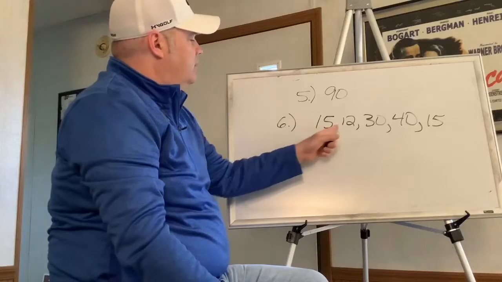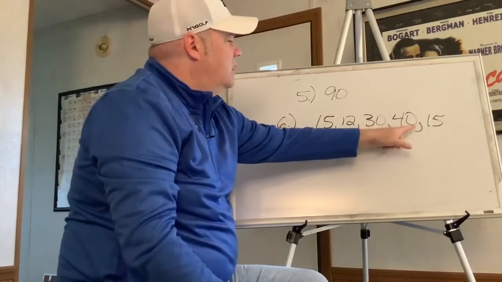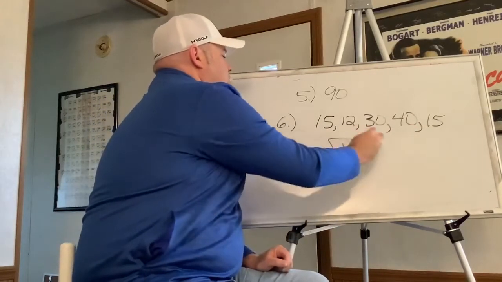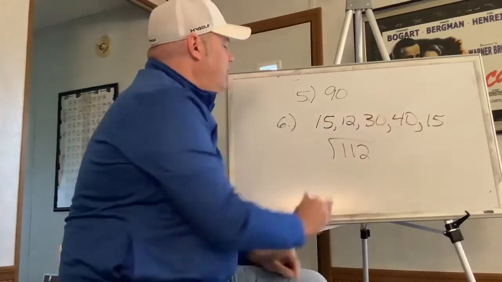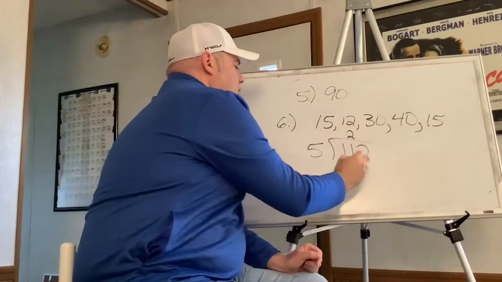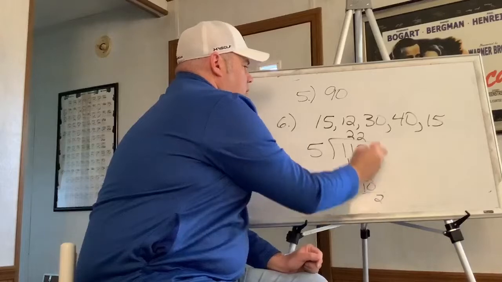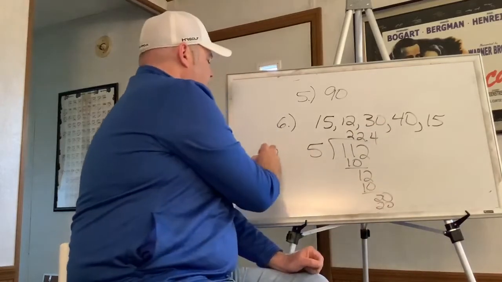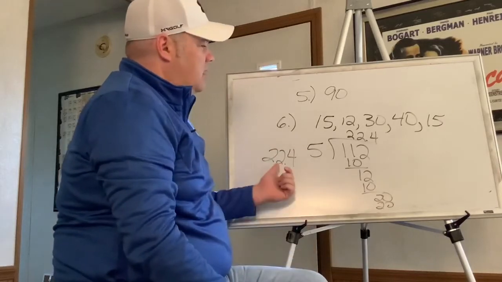So 27, 57, 97, 112. Okay. And you divide that by 1, 2, 3, 4, 5. And so your mean should be 22.4. Okay, so that is the mean.